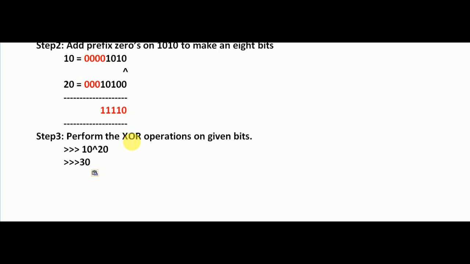In this step, we perform the XOR operations on the given bits. So these are numbers. These numbers will be converted into bits, and we find the resultant value. Now we multiply each digit by 2 to get the result.